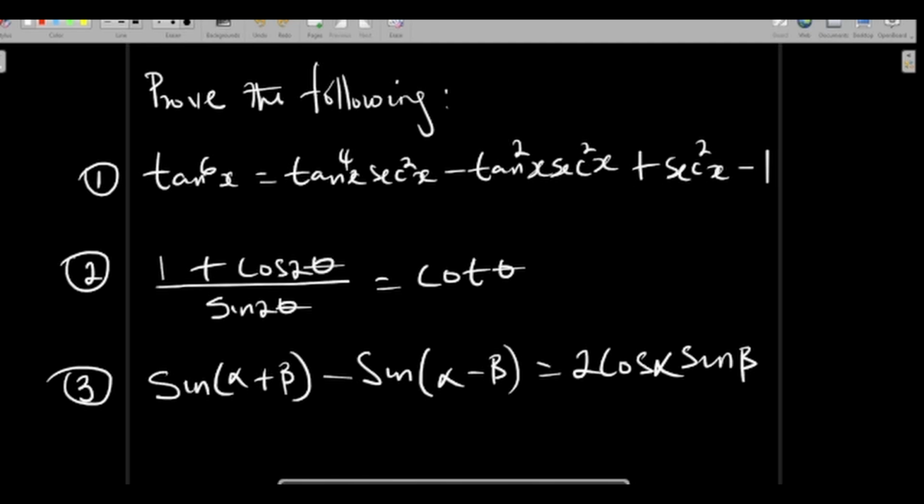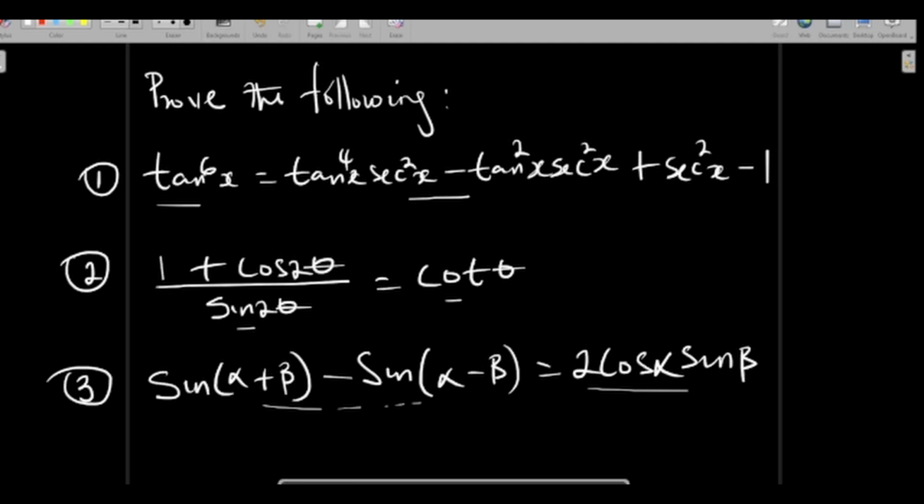The idea is to make sure that the left is equal to the right. And even for the second one here, we're also going to make sure that the left is equal to the right. And for the last one, we say that the left is equal to the right. We're going to show them in this video, and hopefully it's going to be very easy for you to understand.